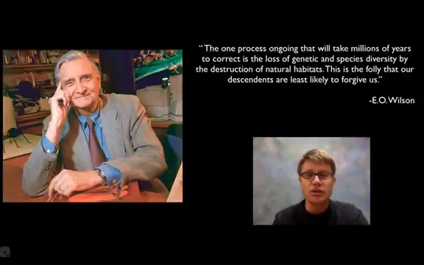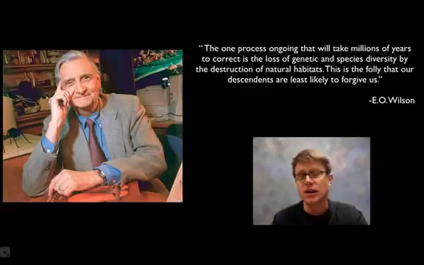But I wanted to leave you with this one quote of E.O. Wilson. He was talking in the 1980s. They were talking to him about the Cold War and nuclear buildup and all of these things that seem to be putting us at risk. And he said, the one process ongoing that will take millions of years to correct is the loss of genetic and species diversity by destruction of natural habitats. This is the folly that our descendants are least likely to forgive us.